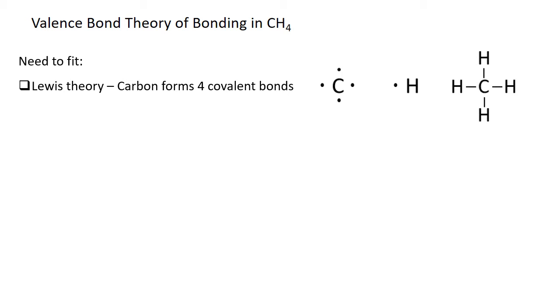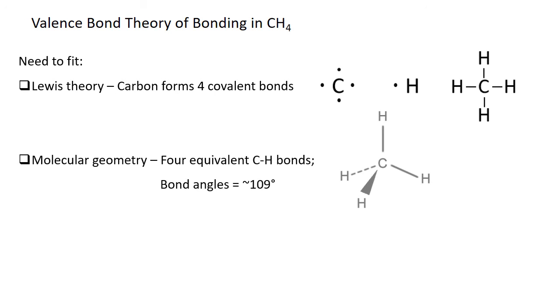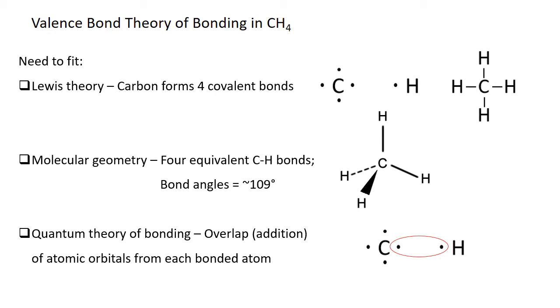Now let's look at what valence bond theory tells us about the bonding in CH4. Remember, we've got to be able to come up with a quantum theory of bonding in CH4 that is consistent with everything we know. We need it to fit Lewis theory, the idea that carbon is capable of forming 4 covalent bonds, each one a shared pair of electrons between the two bonded atoms. We need valence bond theory to justify the molecular shape of CH4, this tetrahedral shape with bond angles of about 109 degrees. And we need to describe the bonding between each of these atoms as involving an overlap of atomic orbitals from each of those bonded atoms.